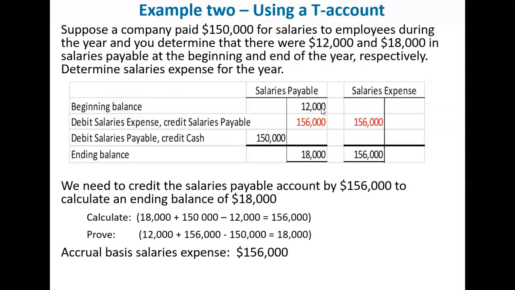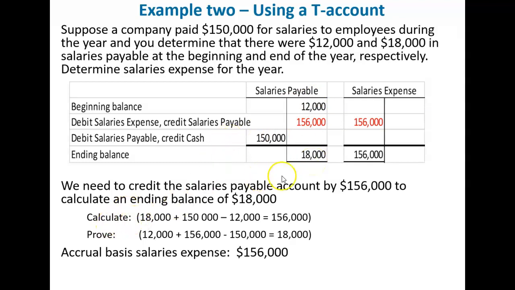It's a liability account with a normal credit balance, so that has to be a credit. We're also given that the ending balance in that account is $18,000 payable. We're also given the fact that at some time during the year, the company paid $150,000 in salaries to their employees, and that would have been a debit to salaries payable and a credit to cash. So what do we need in this T account to make these numbers work? Well, we need a $156,000 credit to salaries payable account to make it work.